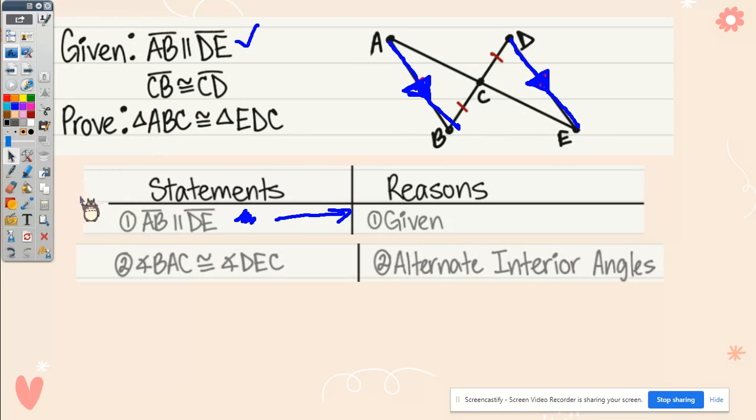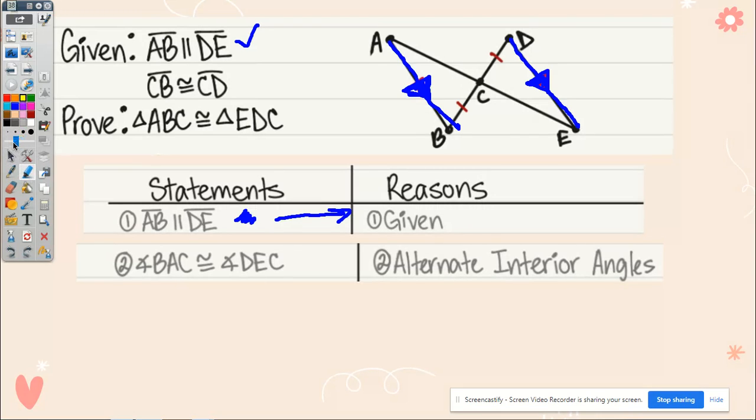For our second step, we have angle BAC is congruent to DEC, and the reason would be alternate interior angles. Just as I mentioned before, I am going to show you this using the highlighter. We already know that these two are parallel, so that means that either this line right here is the transversal or the other line. I'm not exactly sure which, so I decided to pick this one for now.